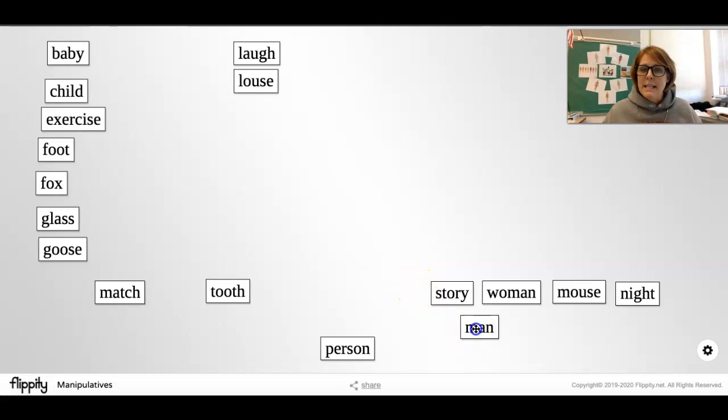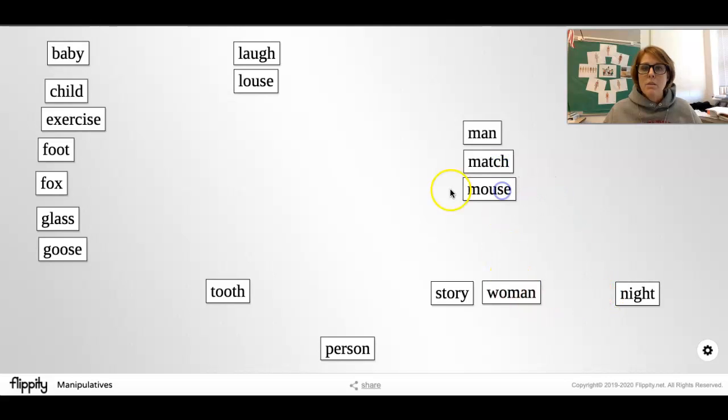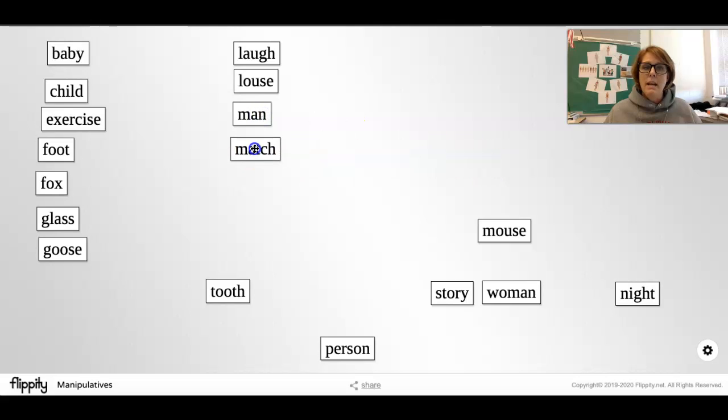M is next. Ooh, we have several words that start with M. So all three start with M. So we go to the second letter. We have an A, an A, and an O. So that one's not next. These have the same A, so we go to the next one, N and T. So man would come next because N comes before T, and then match and mouse.